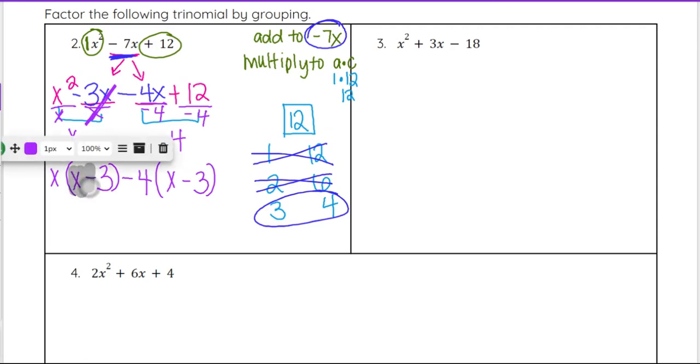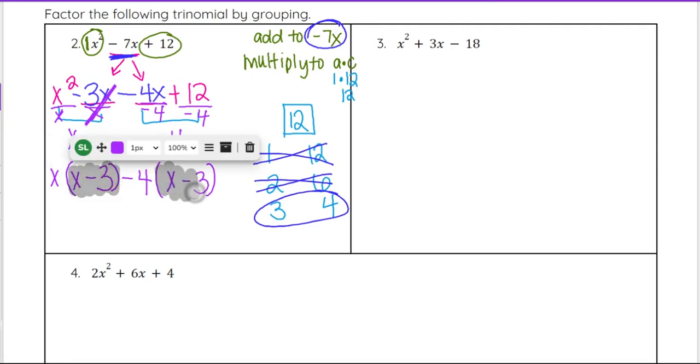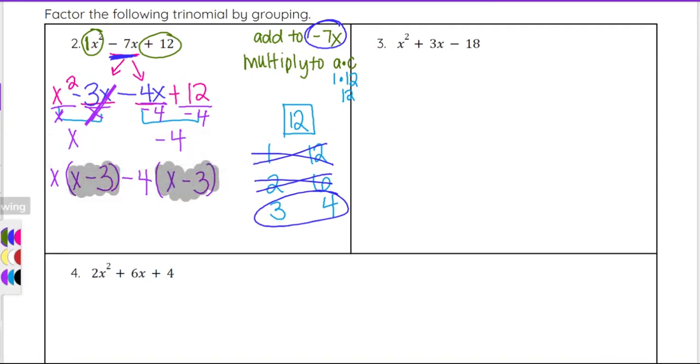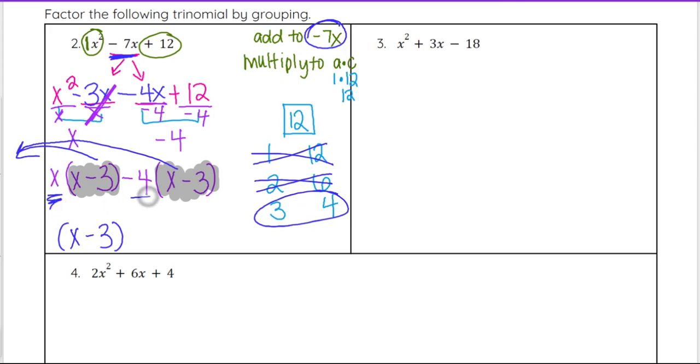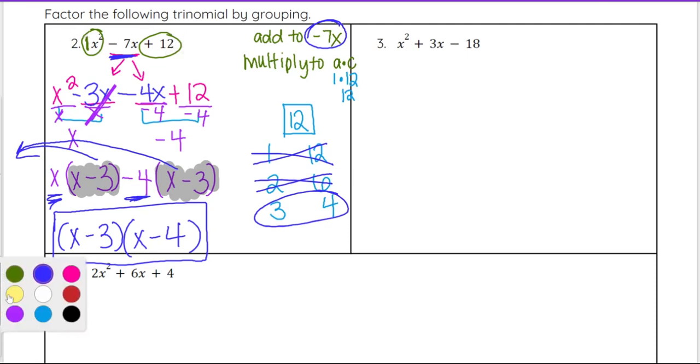Remember that these sets of parentheses have to be 100% identical. And in this case, they are. So what that means is we can go ahead and pull that x minus 3, that repeated factor, in front, to be x minus 3 out front. And then our GCFs are what we're left with in our second set of parentheses. Our remaining piece is x minus 4. So x minus 3 times x minus 4. If I were to multiply that out, that would get me back to this trinomial that I started with.